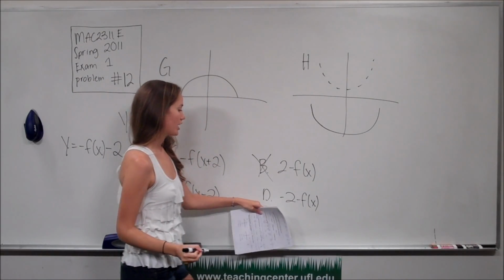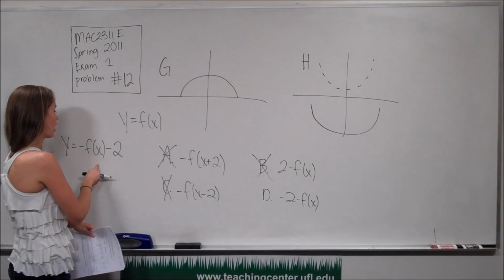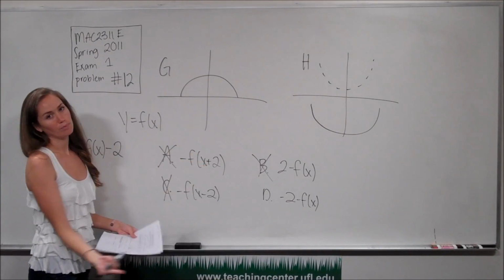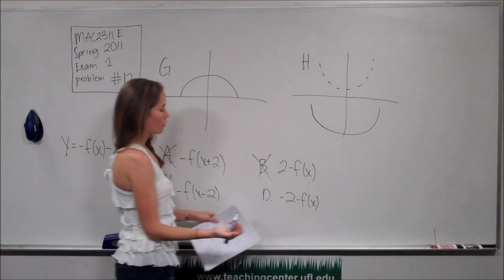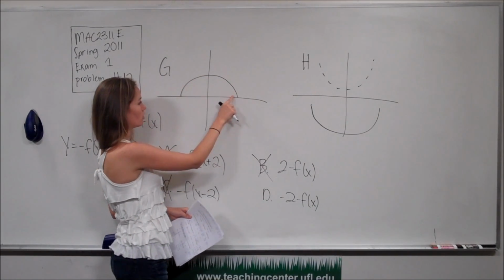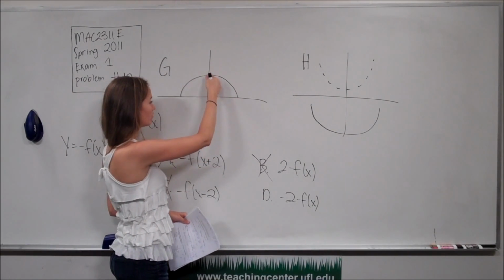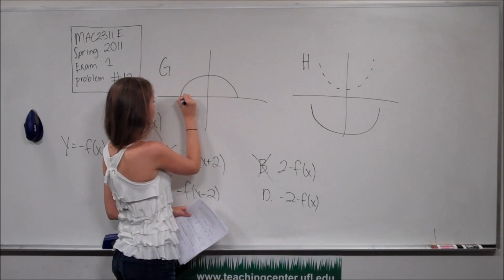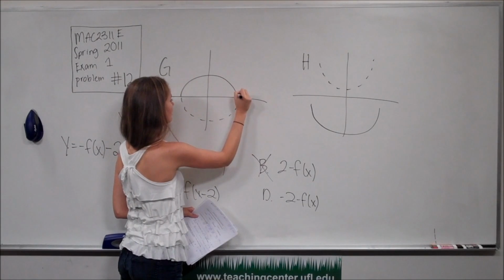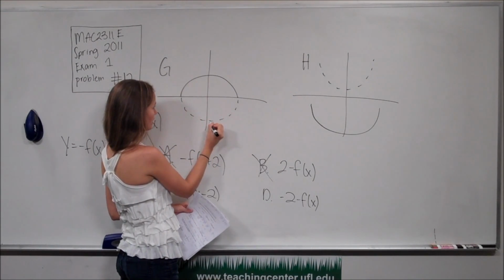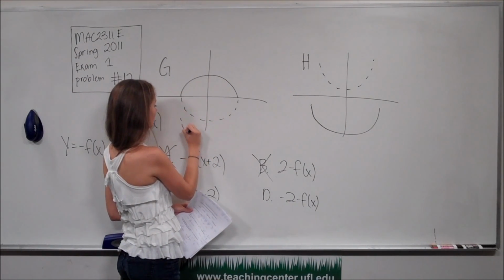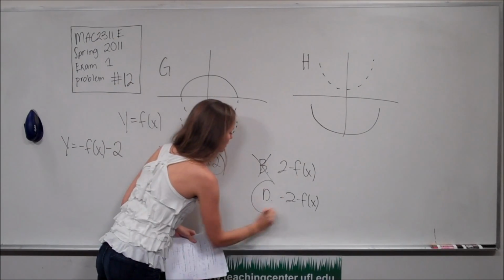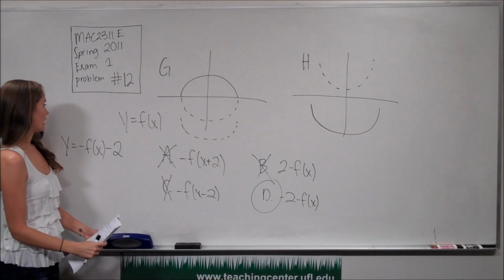And so D is our answer. And we can check by looking at our function that we wrote. So we had negative f of x minus 2, and they just flipped it to negative 2 minus f of x, which is right. So we took this original function g, and we flipped it across the y-axis, or excuse me, the x-axis, so it looks something like this. And then we shifted it down by 2, and so then it became something like this, which is what h is. So D is the right answer for number 12.